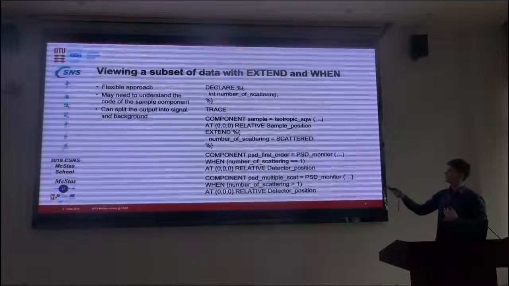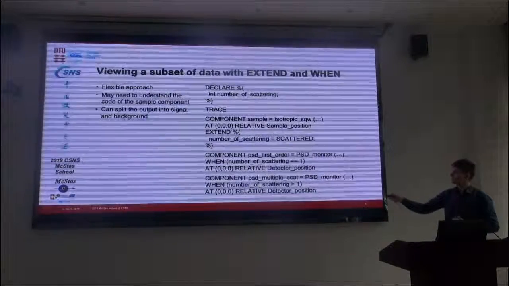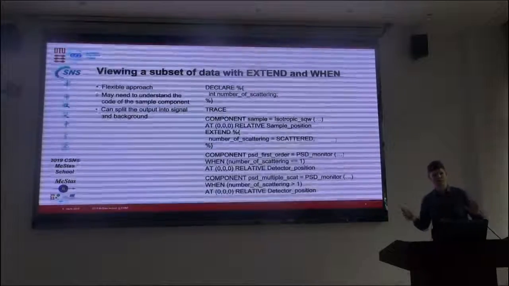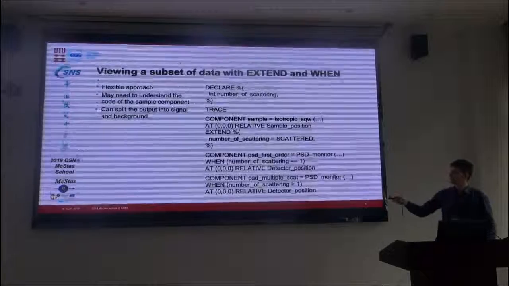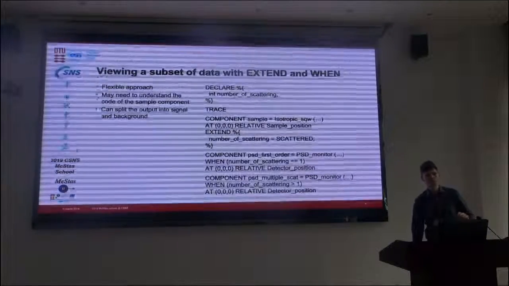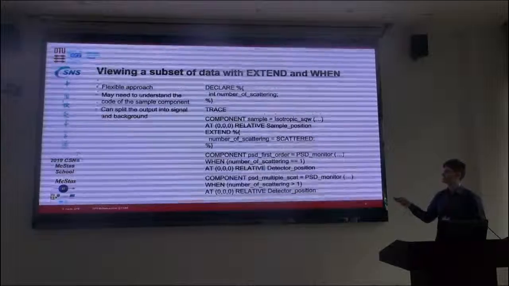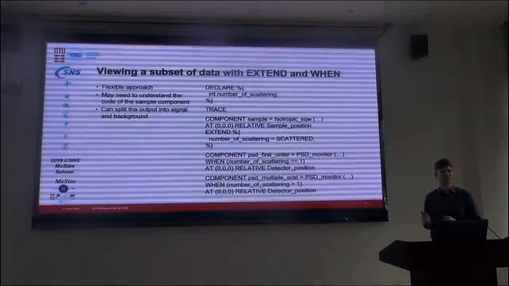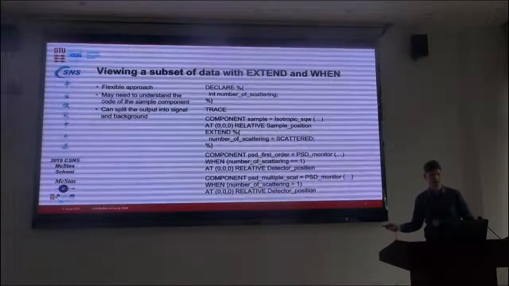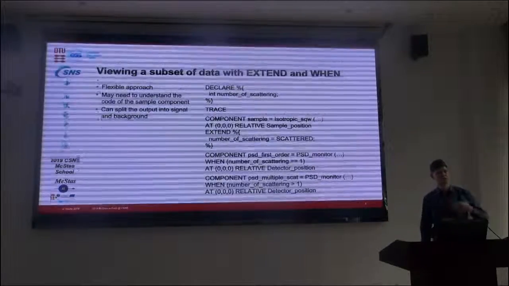The way you do it is that you declare some variable, for example, the number of scattering events. Then in your sample component, you use an extent section to set this value to some value that is internal to the component. So you might need to understand something about the code of the component in order to extract the correct information. You just open up the component file and try to figure out what's going on. Or there's most often some help about the possible parameters that you could wish to extract in the header section of the code. Then it's just a matter of using this information when you put a monitor and use the when condition. Here, this PSD just sees first order, and this PSD only sees more than one order scattered.